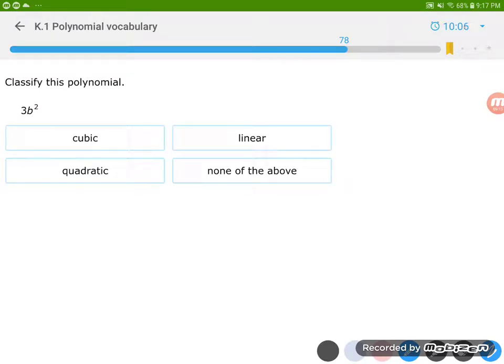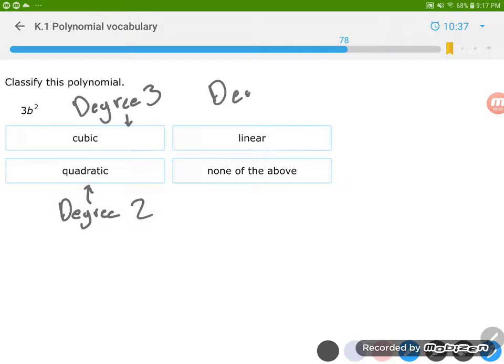Okay, and now there's another way to classify polynomials, and it's regarding the degree of them, and there are more words we can use to talk about these degrees. Anything that is to a power of 2, we're going to call quadratic. So degree 2 means quadratic. Degree 3 means cubic, and degree 1 means linear.